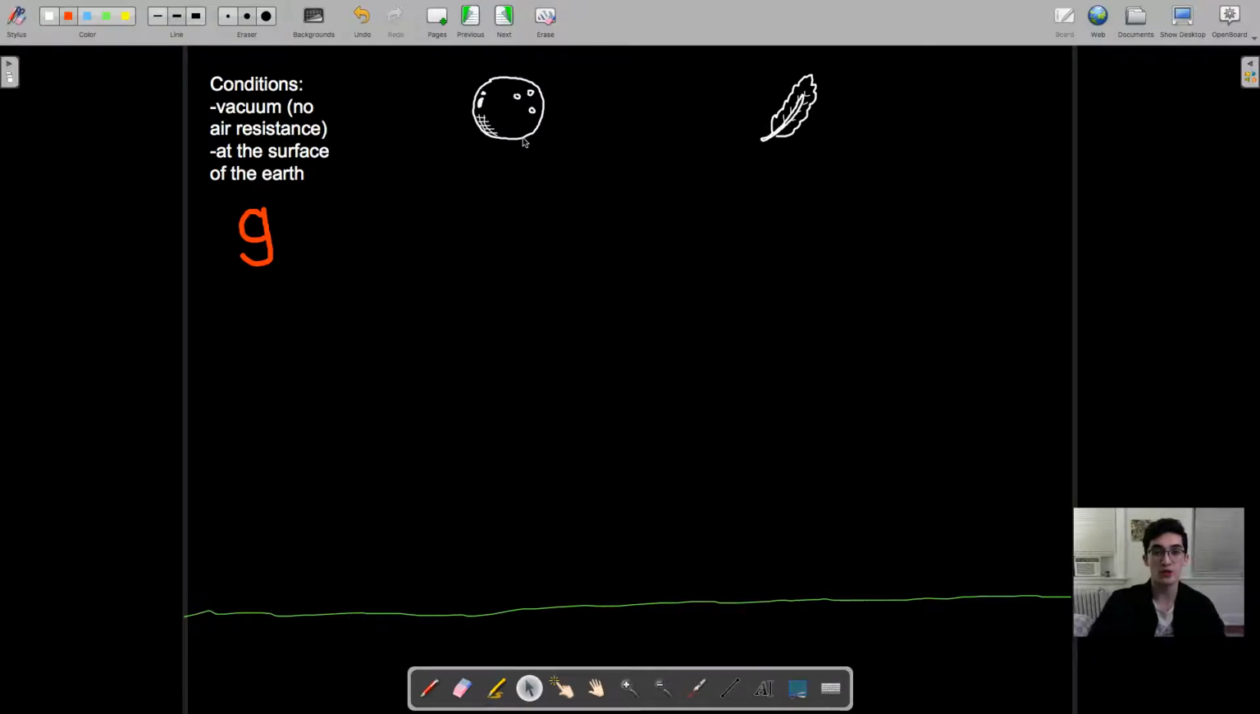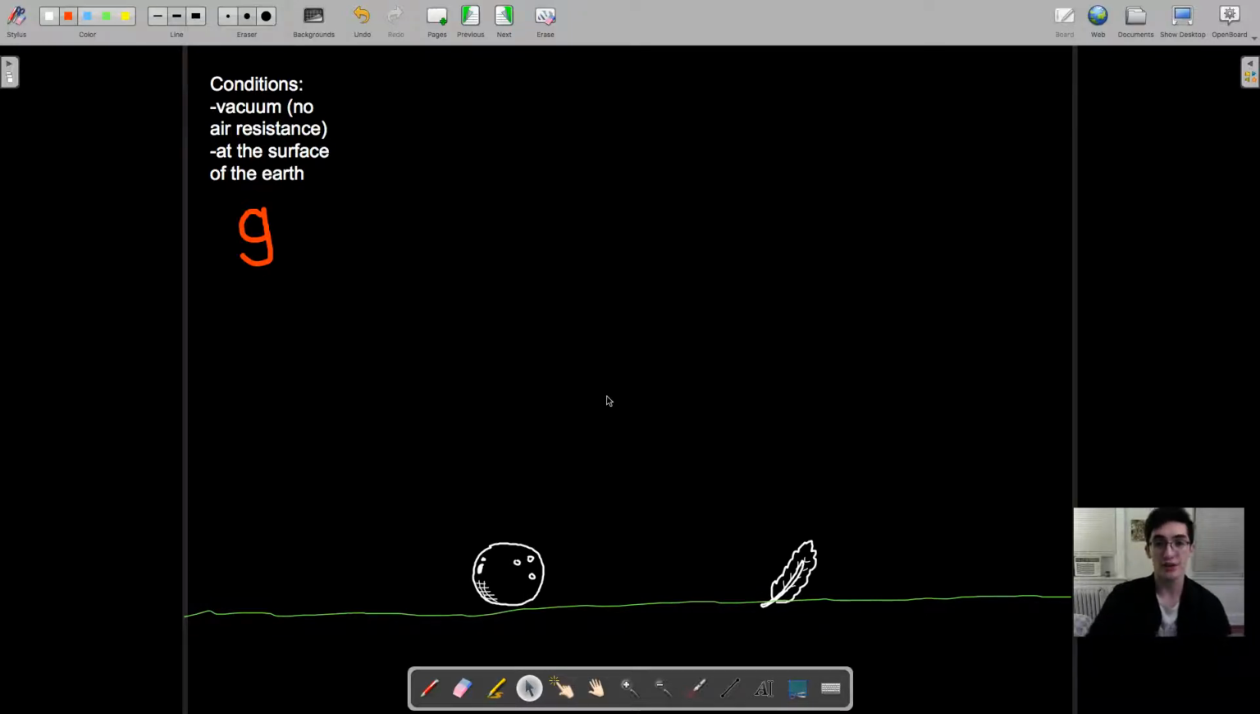And I'll include a link in the description of this YouTube video that you can check out so that you can see an actual experiment of this being done. But it's actually really cool. When we drop the bowling ball and the feather together in a vacuum, they land at exactly the same time, even though they have drastically different masses.